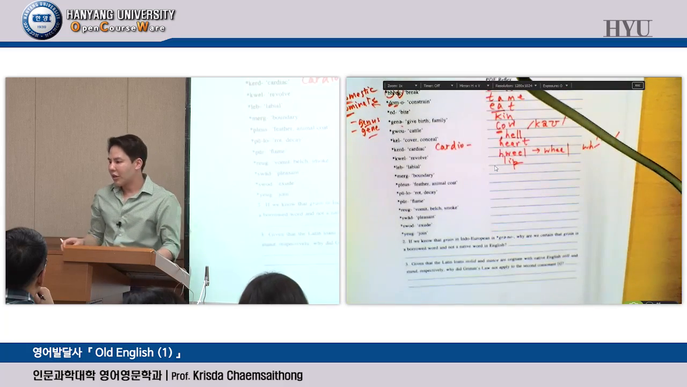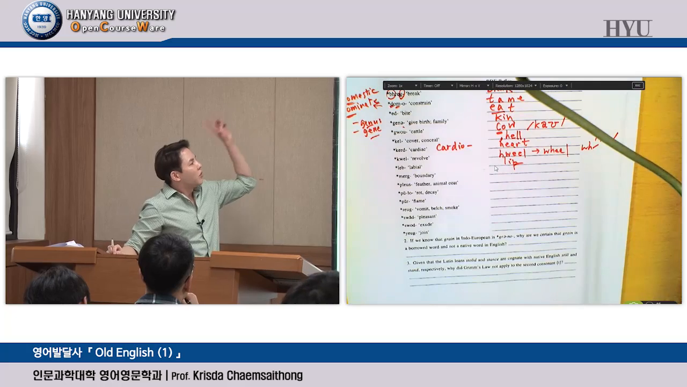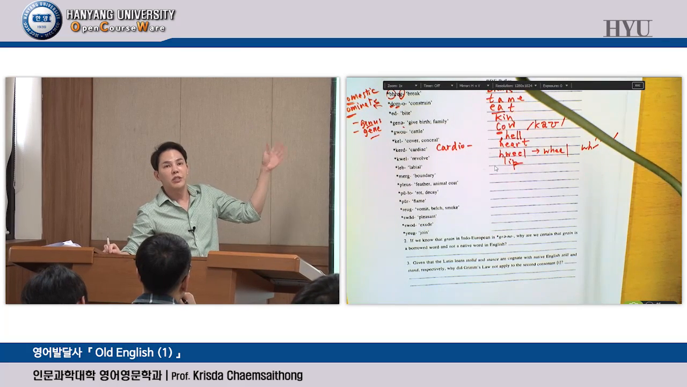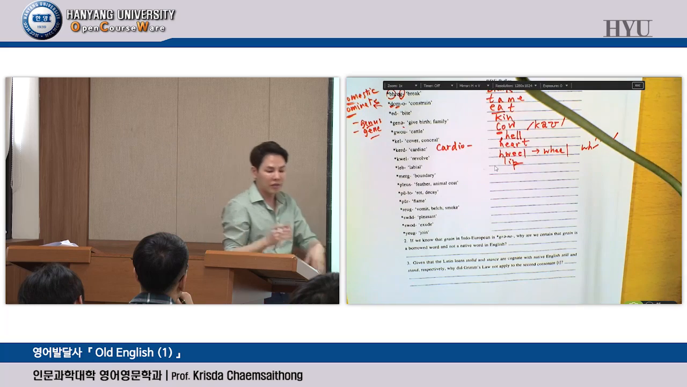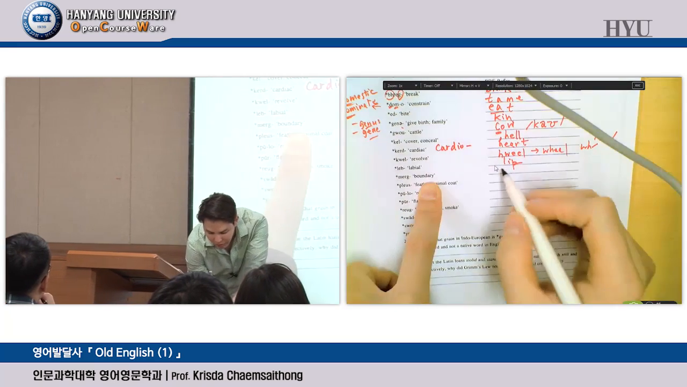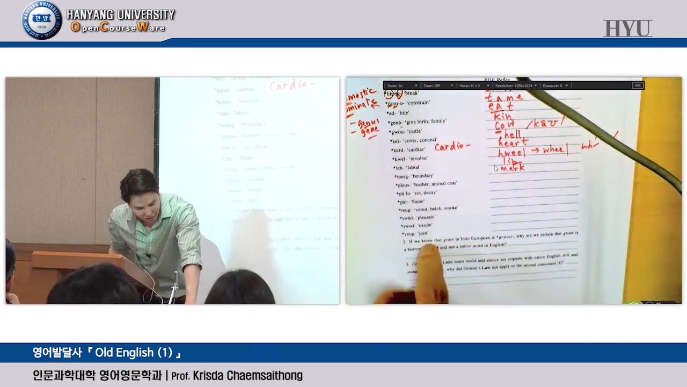Next one, murk. Murk is boundary. So there's only one stop here, which is G. We change to K, voice to voiceless, right? So to do a boundary is to mark, like that. Okay, mark.